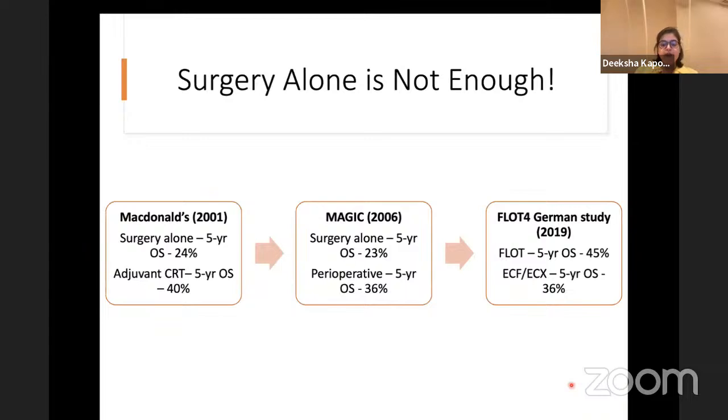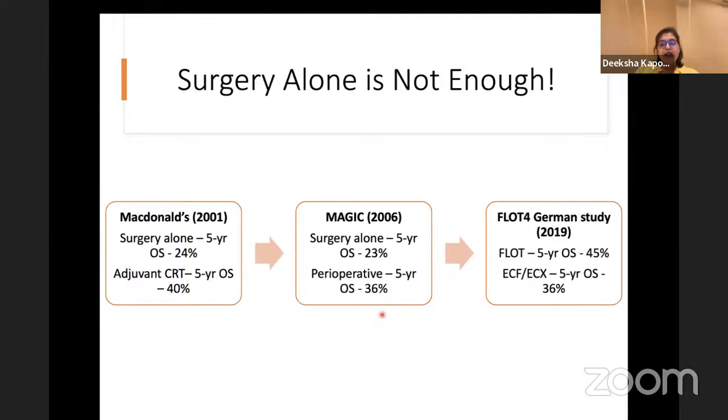So let's just remember the graph from the SEER database. At 5 years without multimodality treatment, the survival drops below 20%, and this is shown in these major trials. In 2001, McDonald et al. showed that with surgery alone, the survival was about 24% at 5 years, but with adjuvant chemoradiotherapy, it jumps to 40%. This is the Intergroup 0116 trial, which we will talk about again.